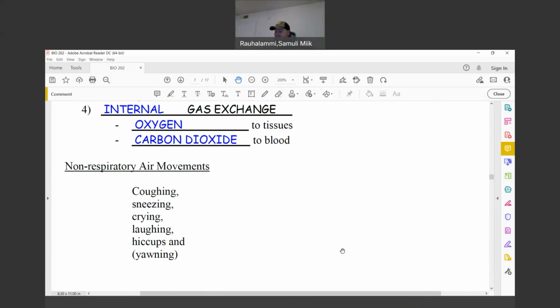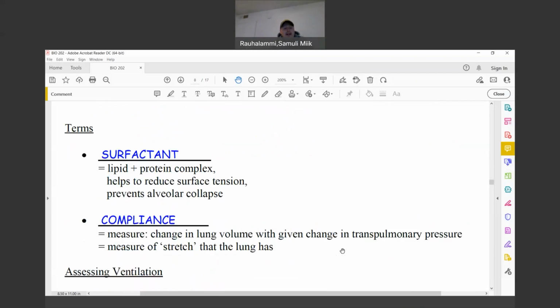earlier on. Well, having said all that, there's two terms that I want to emphasize. Remember the term surfactant. This was a lipid-protein complex that did a two-fold thing.